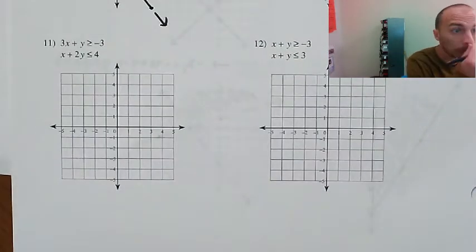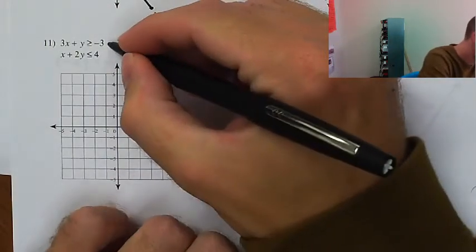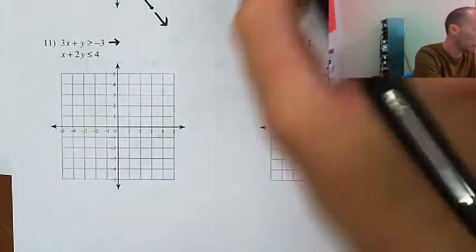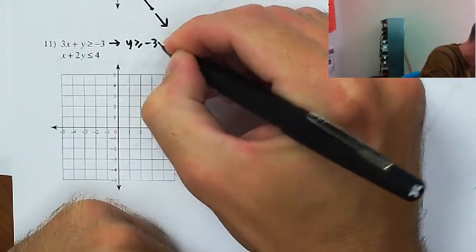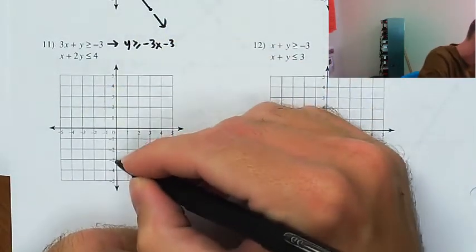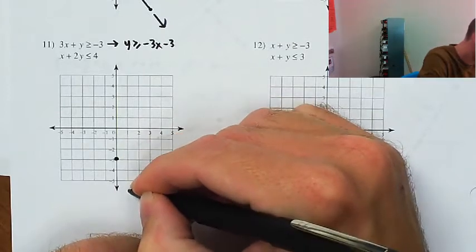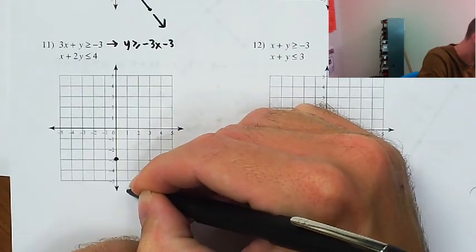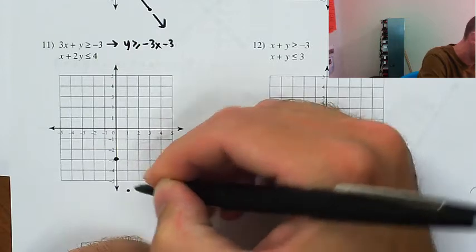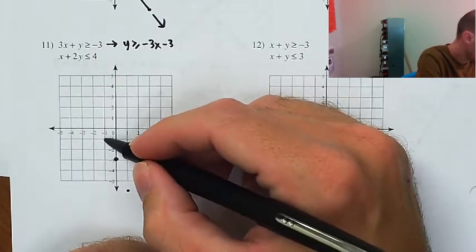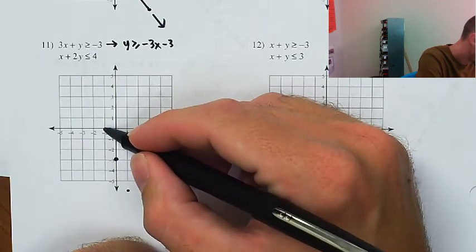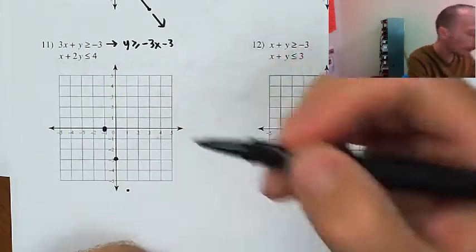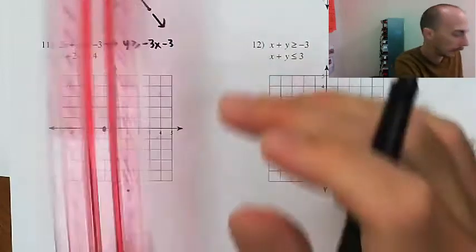So this next one, we're going to say, all right, 3x plus y greater than or equal to negative 3. I'm going to solve for y by subtracting 3x from both sides. Y greater than or equal to negative 3x minus 3. Okay, again, this is one that's going to go off of the grid. So it would go down here to negative 6, wherever that is. But I could go the other direction as well. So over 1, up 3.